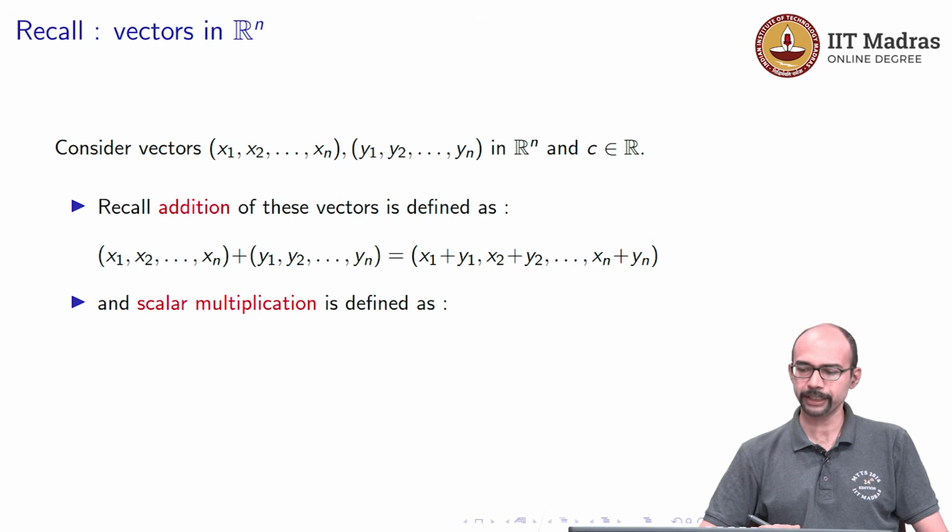Similarly, we have defined scalar multiplication. This meant you take this scalar c, a real number, and multiply it to, let us say, (x1, x2, ..., xn), and what we get is coordinate wise multiplication, which means you get c times x1, c times x2, and then c times xn at the end.